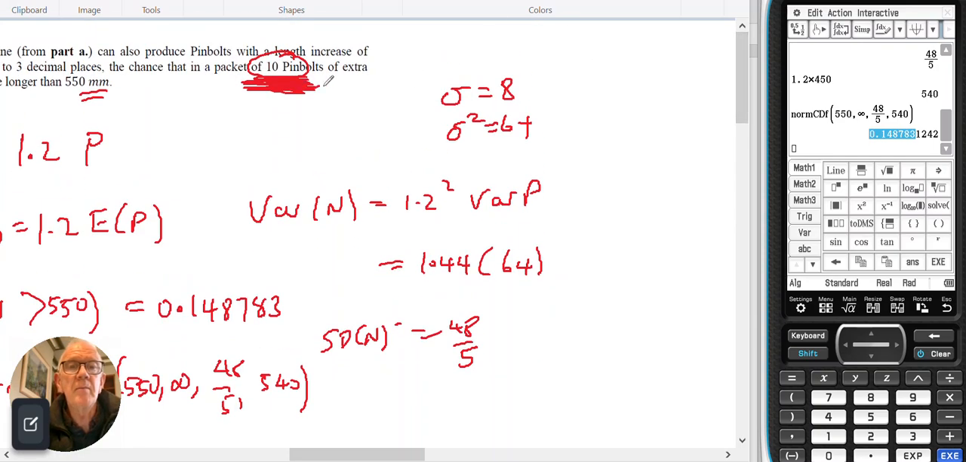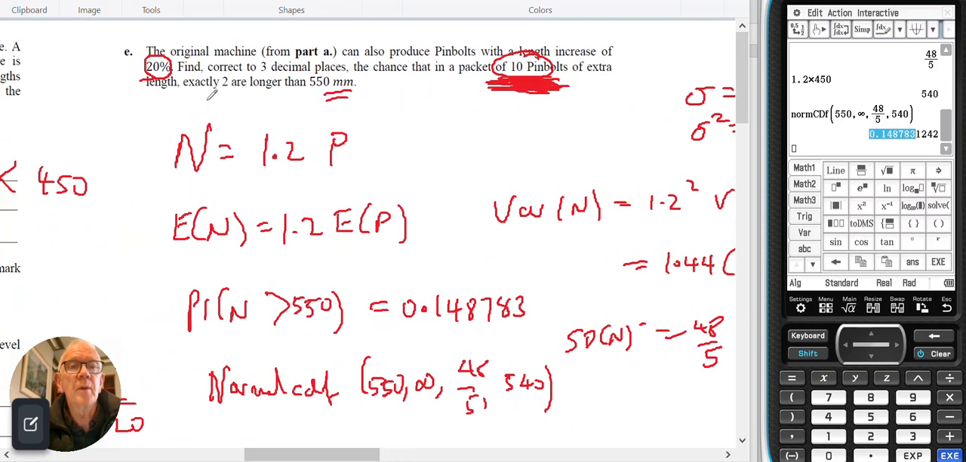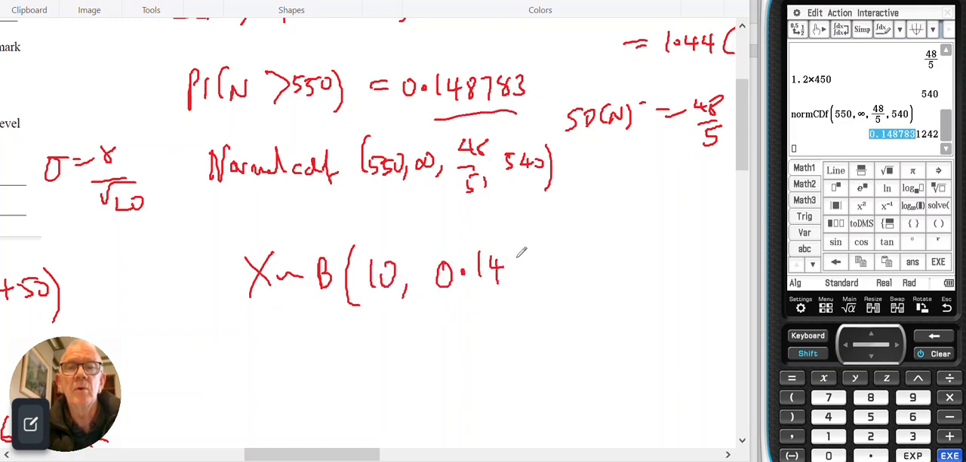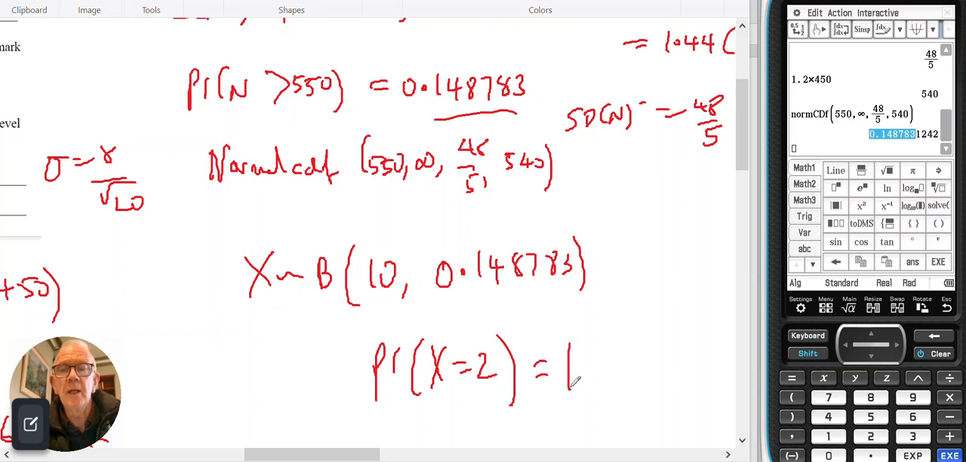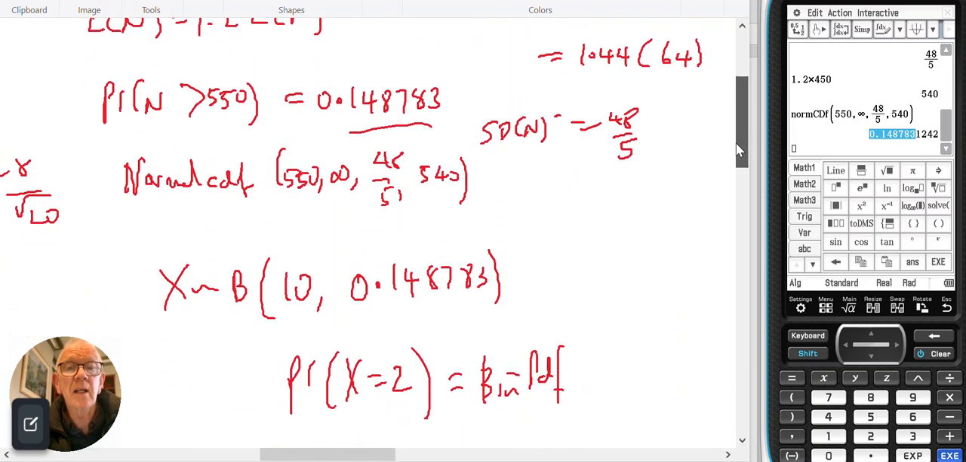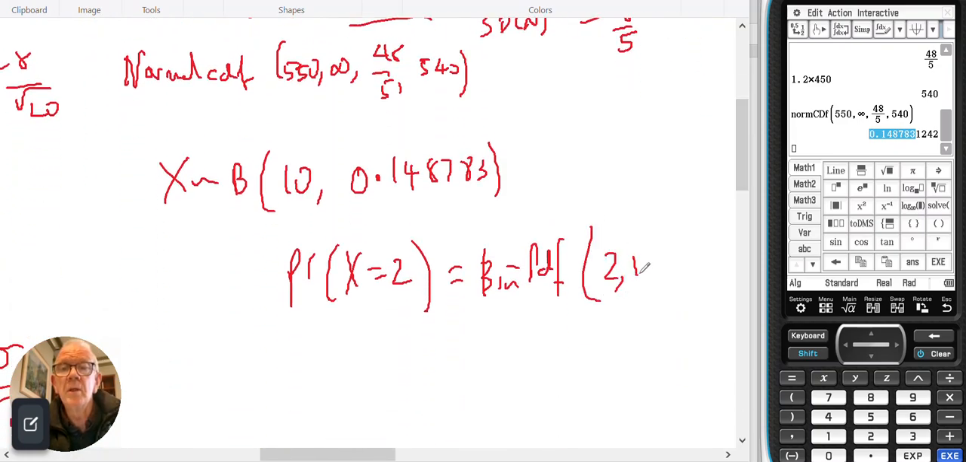Okay, so now it becomes a binomial because I've got 10 pin bolts and I want the probability that 2 are longer. So X is now binomial where I have 10. The probability of being longer is 0.148783, and I want the probability that X equals 2, which will be a binomial PDF. It's just equal to 2, exactly 2. 2, 10, 0.1487.